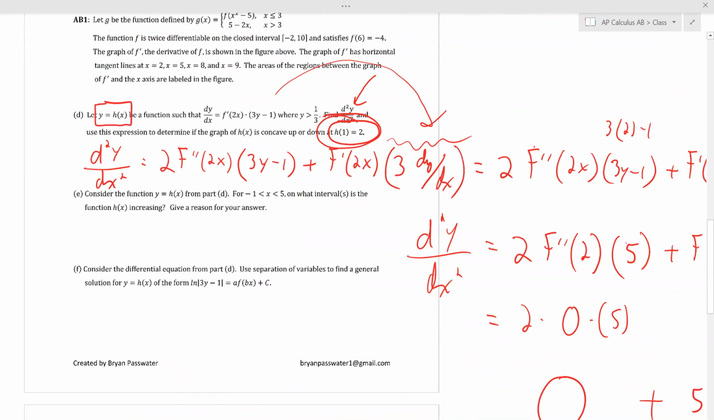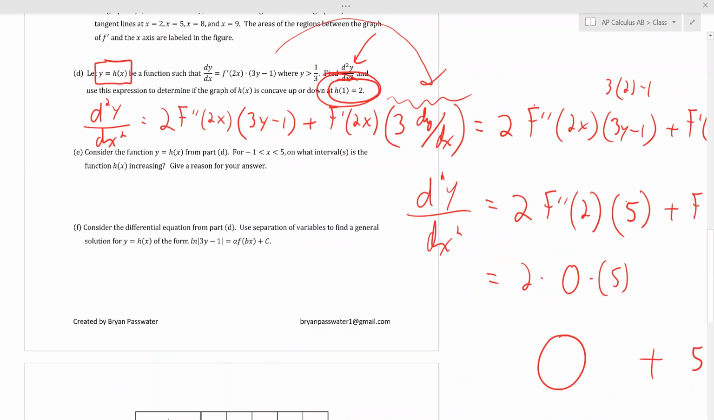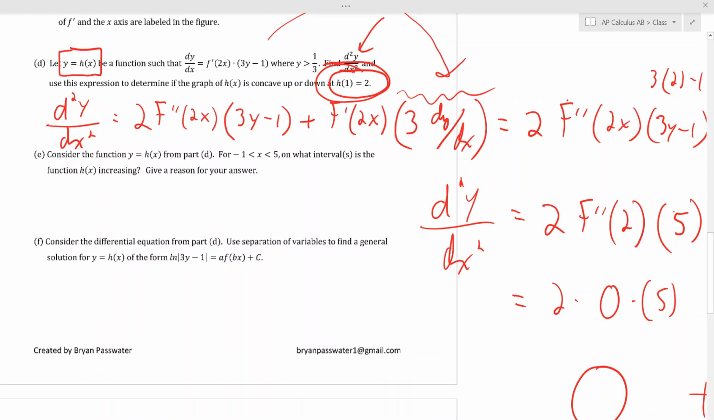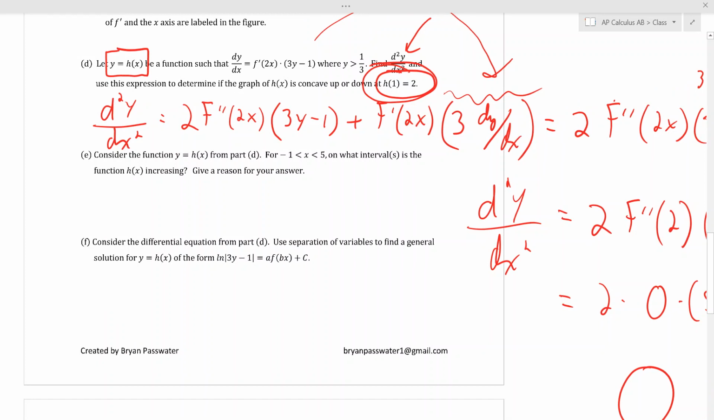This is all over the place here. We got to do E, and I'm going to do E and F here. I'm going to record it. You can hang out. So it says, consider the function h of x from -1 to 5. On what intervals is h increasing?